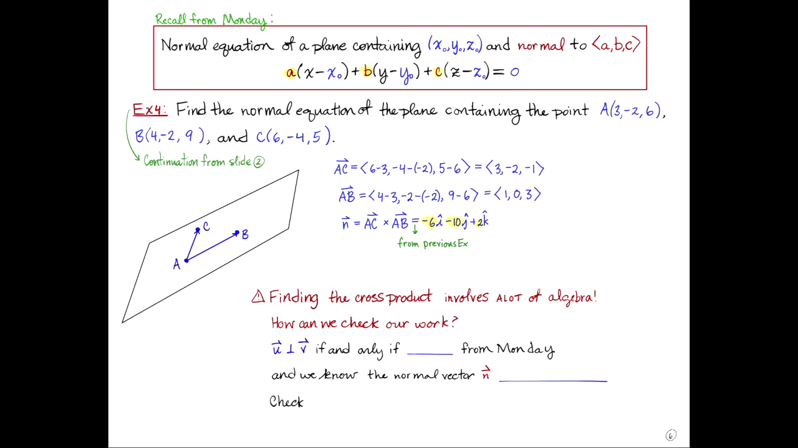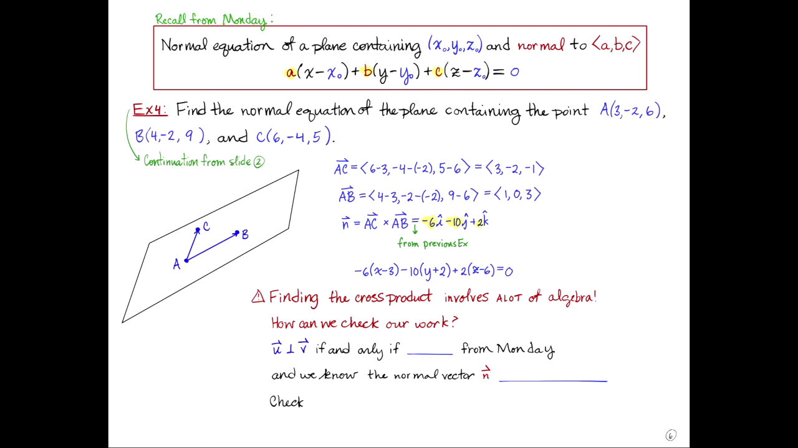And for the point x naught, y naught, z naught, we can use any of the three given points. It doesn't matter. One equation for the plane is negative 6 times (x minus 3) minus 10 times (y minus negative 2), which gives us a plus 2, plus 2 times (z minus 6). And that is equal to 0.